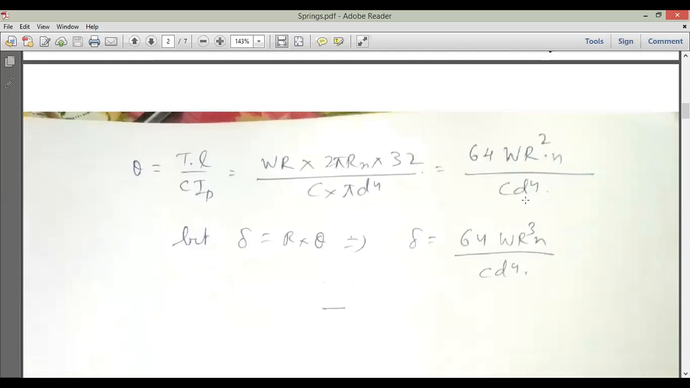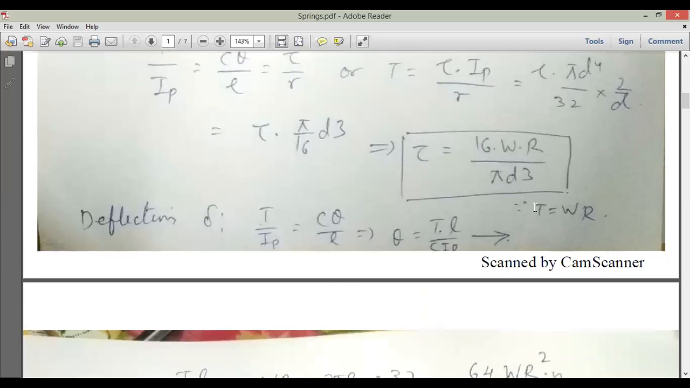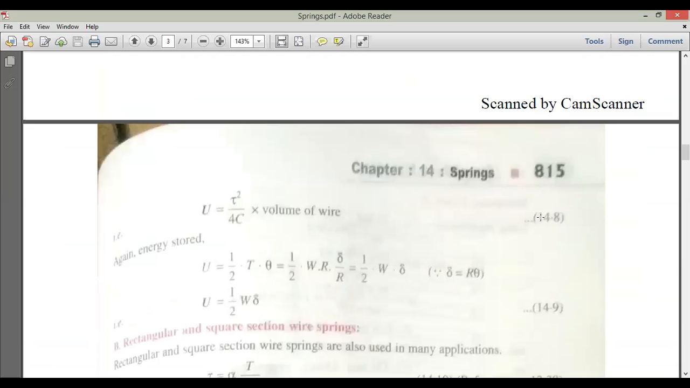We derived the relationship for shear stress, then deflection. We have derived these two relationships, and now we are coming to strain energy, that is, energy stored in a spring. When a spring is loaded, it either expands or contracts, and the function of the spring is to store energy. Once it comes under shock or gradual impact, it stores energy and gives it up when it comes to its original position.